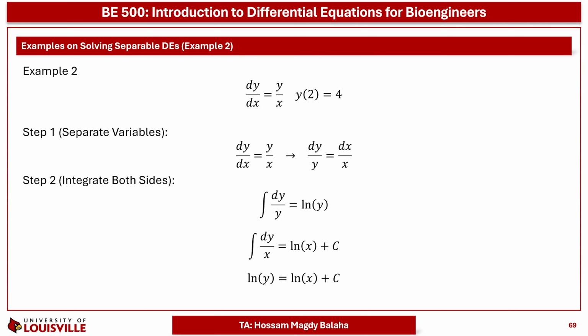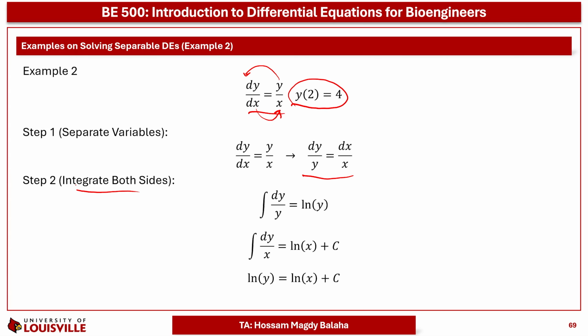This is another equation. We have dy by dx equals y over x, and we also have an initial condition here. First step, separate the variables: simply move y here, move dx here, and this will be dy over y equals dx over x.